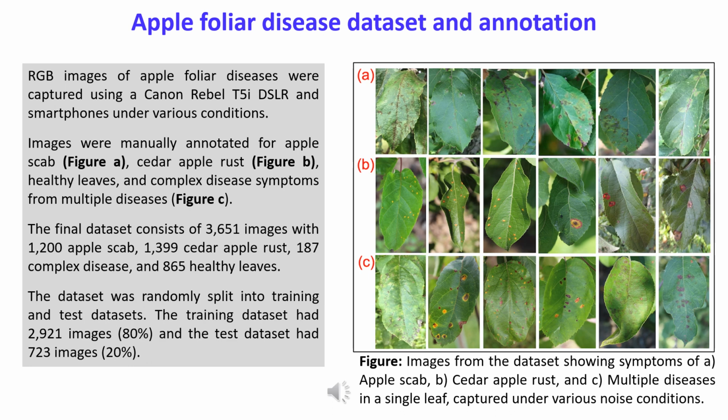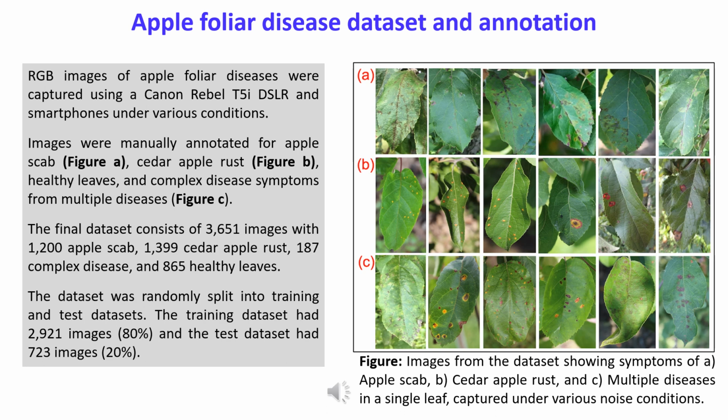The final dataset consists of 3,651 images with 1,200 apple scab, 1,399 cedar apple rust, 187 complex disease, and 865 healthy leaves. The dataset was randomly split into training and test datasets. The training dataset had 2,921 images, 80%, and the test dataset had 723 images, 20%.